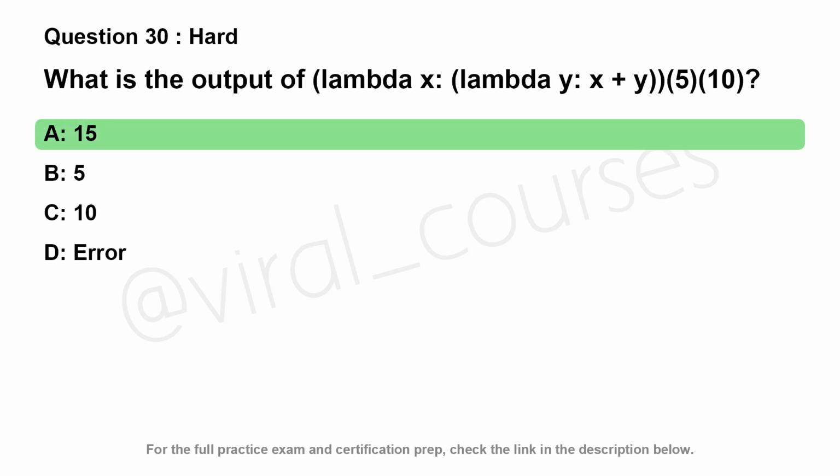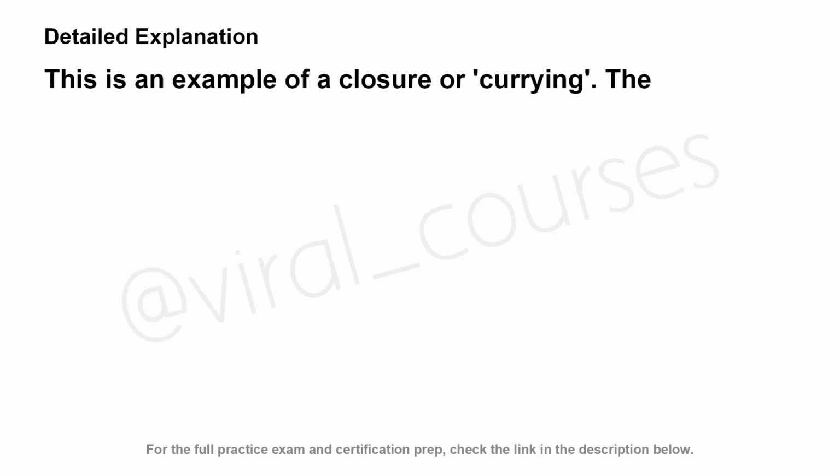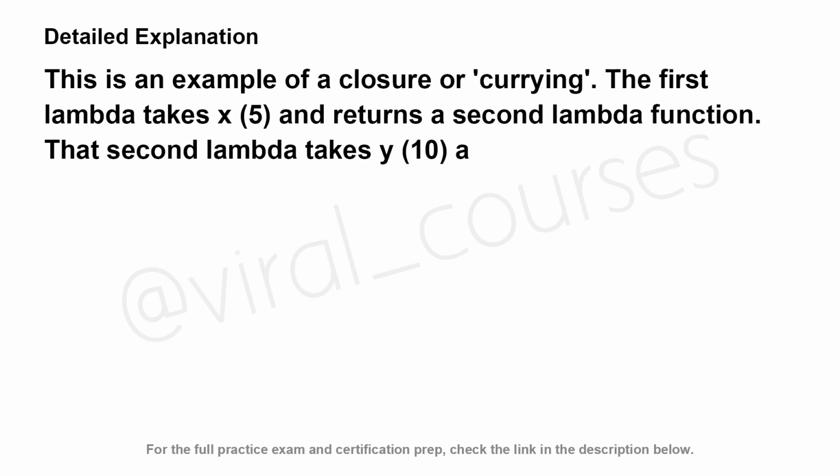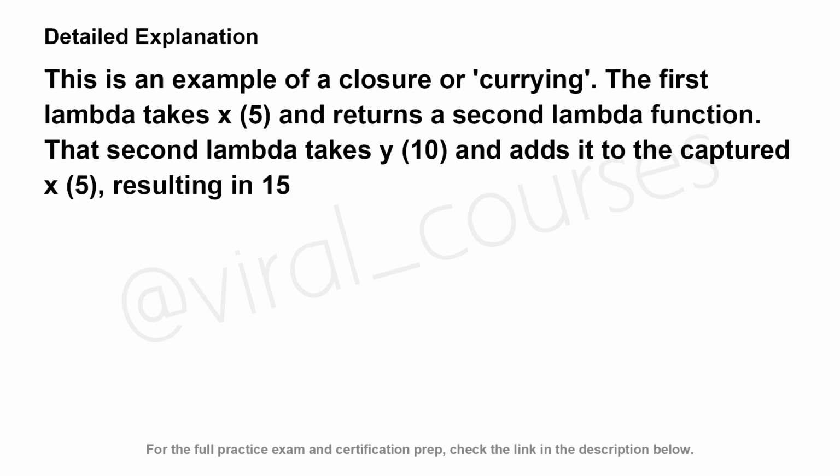The correct answer is A. This is an example of a closure or currying. The first lambda takes x = 5 and returns a second lambda function. That second lambda takes y = 10 and adds it to the captured x = 5, resulting in 15.